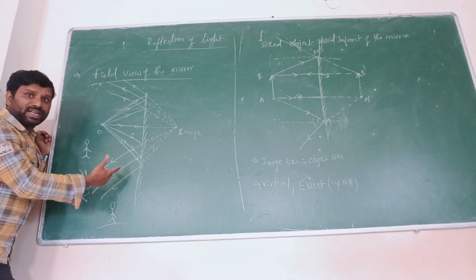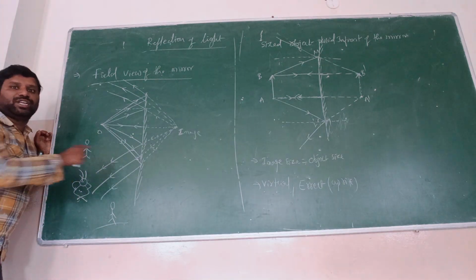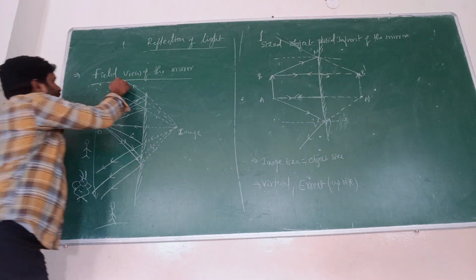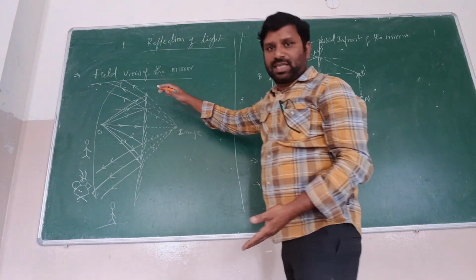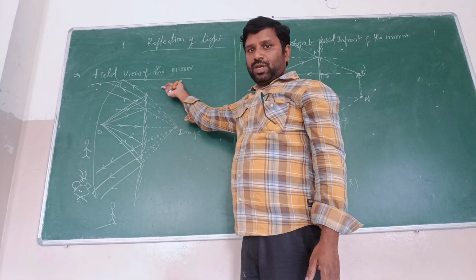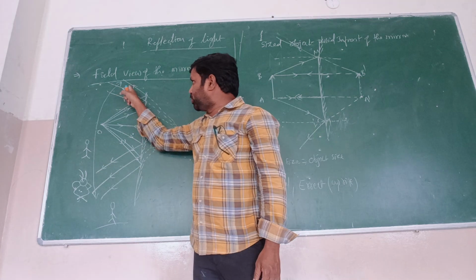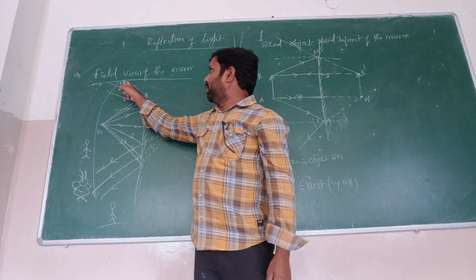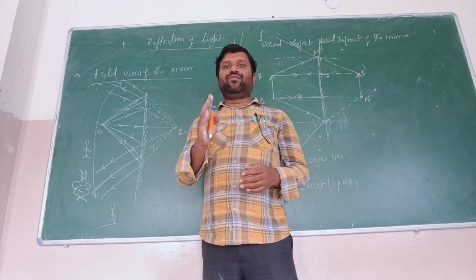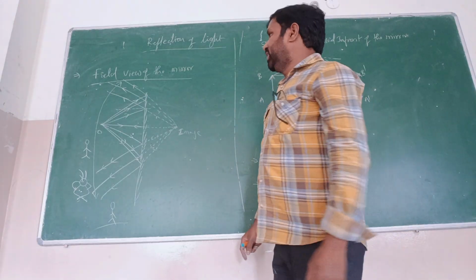All the reflected rays are not reaching him, so he couldn't see the image of the object. The distance from here to here, up to what distance you can see, the total distance can be defined as the field of view of the mirror. As for the definition, it is the distance between the extreme reflected rays.